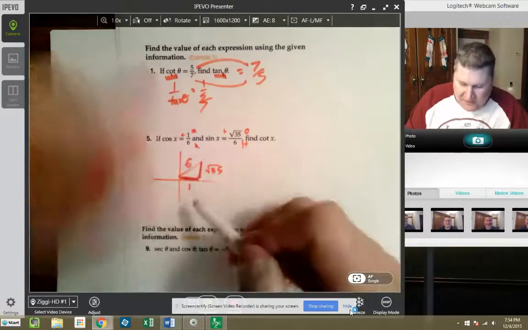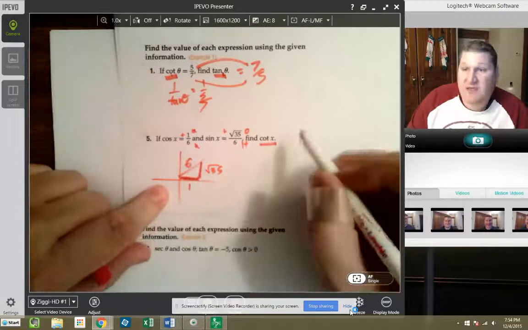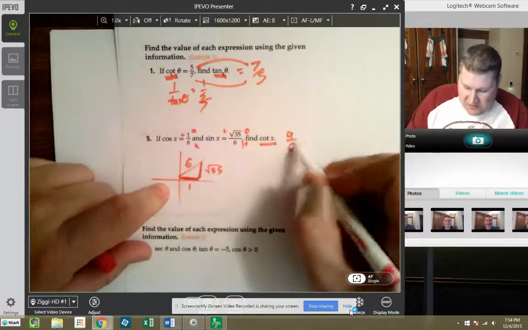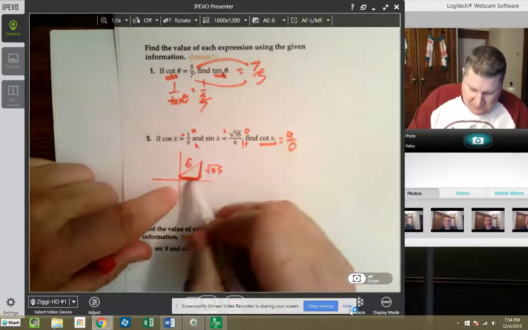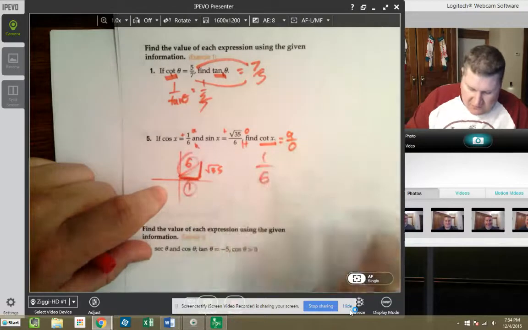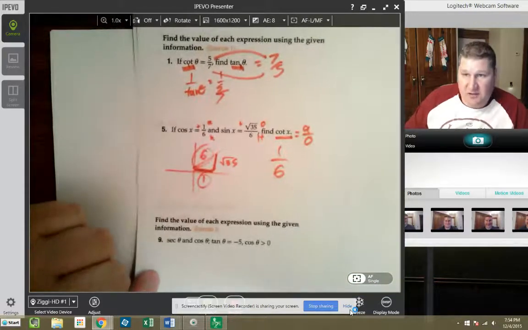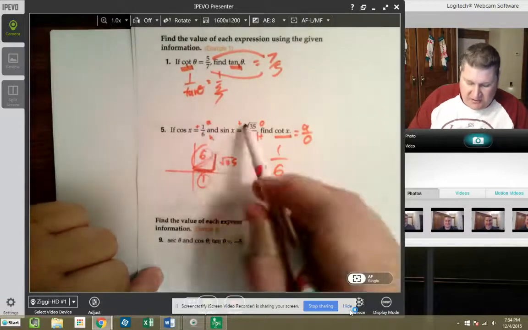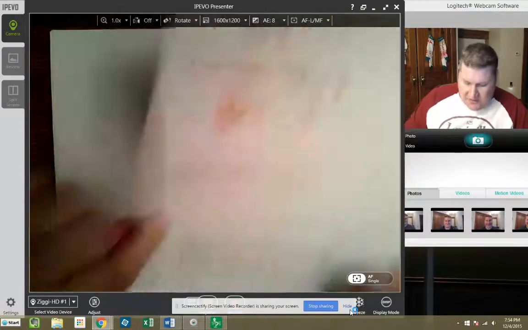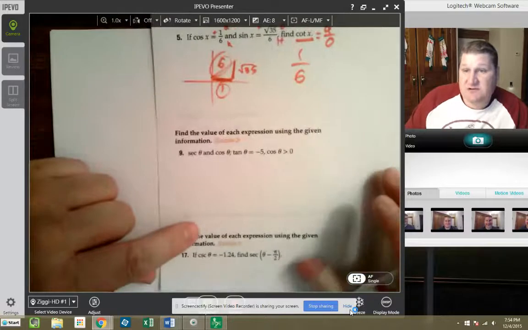At this point, I now have a picture and can say cotangent, and it's adjacent over opposite. So adjacent over opposite would be 1 over 6. There you go. Now, again, the key there is just draw the picture by labeling and determining positives and negatives. So find the value of the expression using the given information.